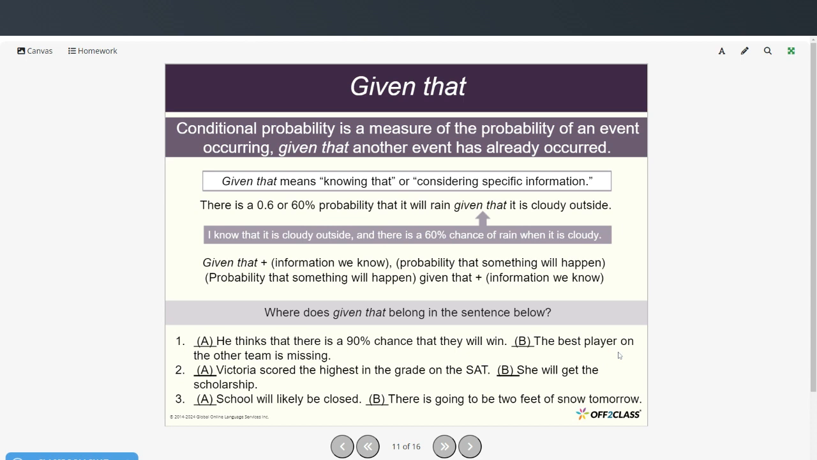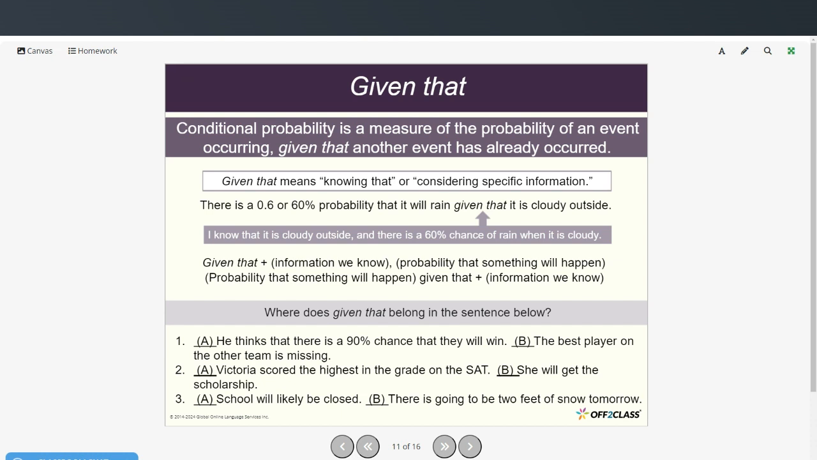So, all right, given that, conditional probability is a measure of a probability of an event occurring given that another event has already occurred. Given that means knowing that or considering specific information. There's a 0.6 or 60% probability that it will rain given that it is cloudy outside. So I know that it is cloudy outside, and there's a 60% chance of rain when it is cloudy.